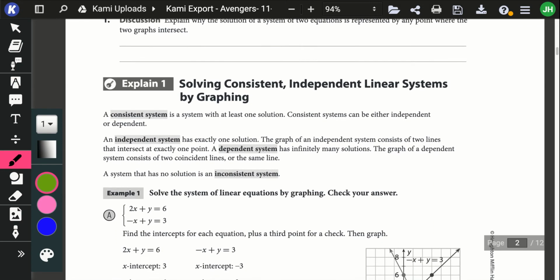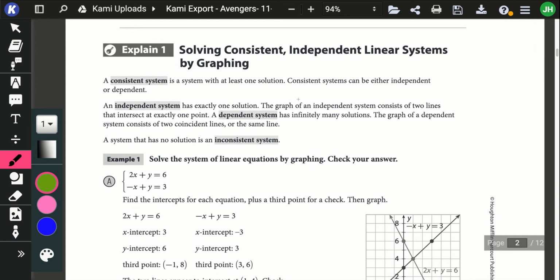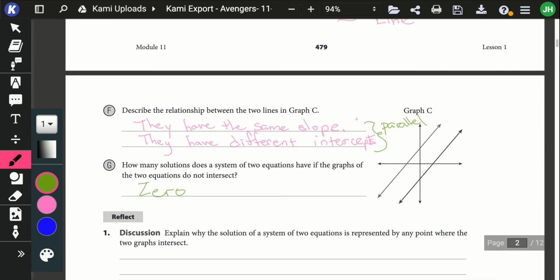So those are the types of linear systems that we're gonna look at. So now you need to understand this, and you should write down this vocabulary. A consistent system is a system with at least one solution. So, if we look up here, is this one consistent? Does it have at least one solution? No, it has 0 solutions.